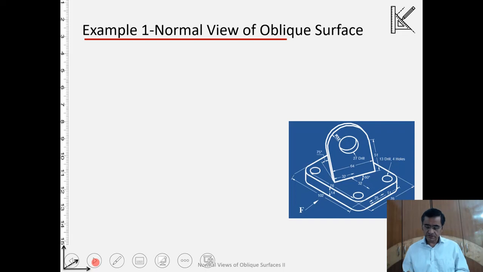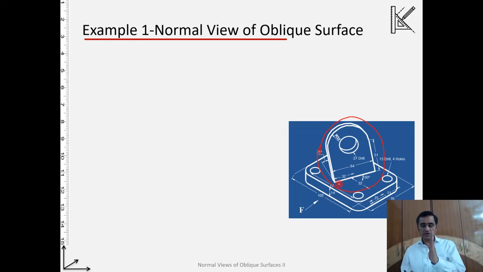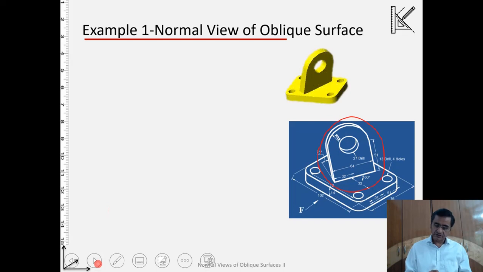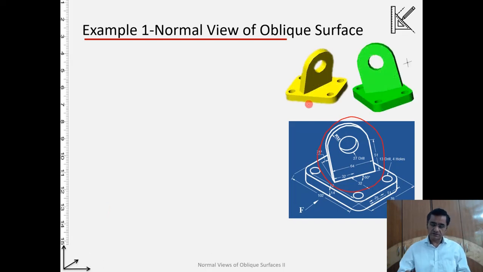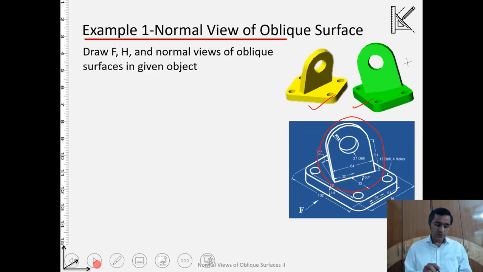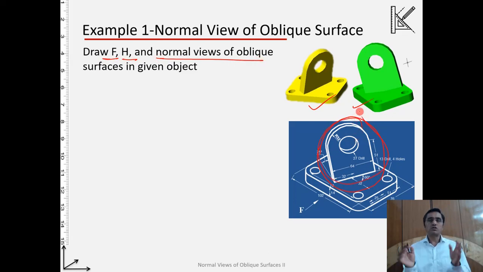So here is the isometric drawing of a given object, and you will find that this part of the object is inclined or rotated in the horizontal as well as it is inclined. Some more faces of this, or rather some more views of this. So that is how the object looks like. And what we have to do, we have to create its frontal, horizontal, and the normal views of the oblique surfaces. So all this has to be done in a drawing.